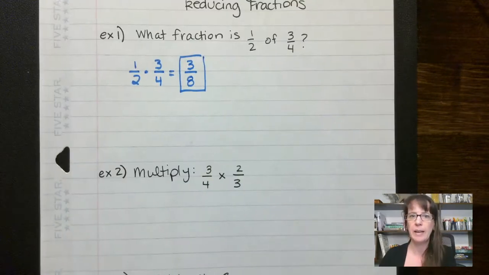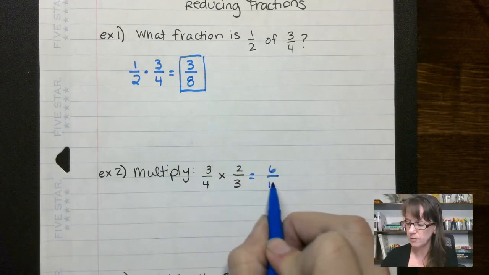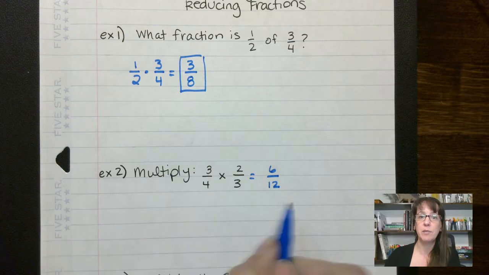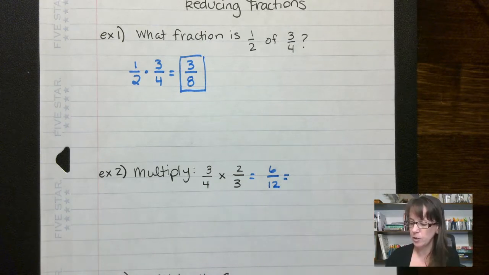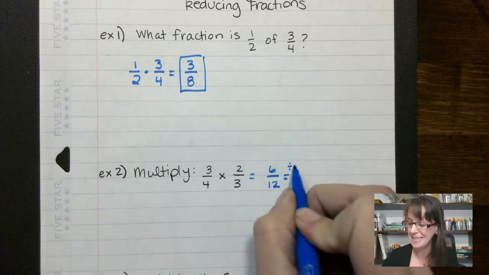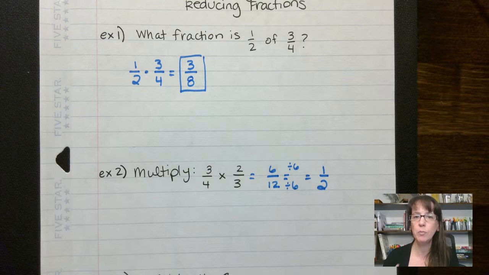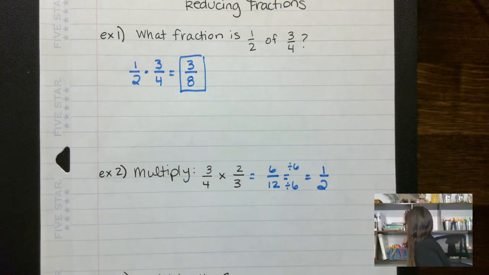All right, let's multiply 3/4 times 2/3. Now, we could multiply straight across the top, 6 over 12, straight across the bottom. Now, if we do that, we're going to have to reduce this. We can reduce that because if I divide the top and bottom by 6, I end up with 1/2. Now, how could we have done this differently from the beginning?